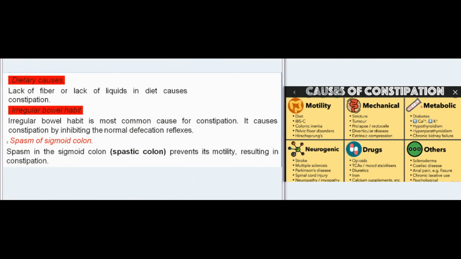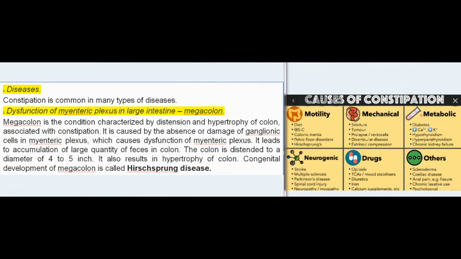Causes. Dietary causes. Lack of fiber or lack of liquids in diet causes constipation. Irregular bowel habit. Irregular bowel habit is the most common cause for constipation. It causes constipation by inhibiting the normal defecation reflexes. Spasm of sigmoid colon. Spasm in the sigmoid colon, spastic colon, prevents its motility, resulting in constipation. Diseases. Constipation is common in many types of diseases.